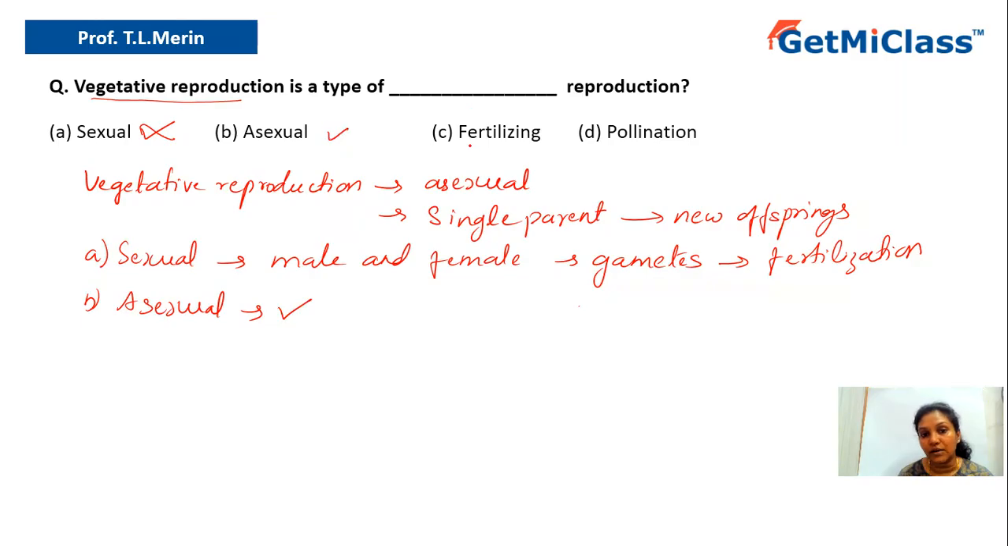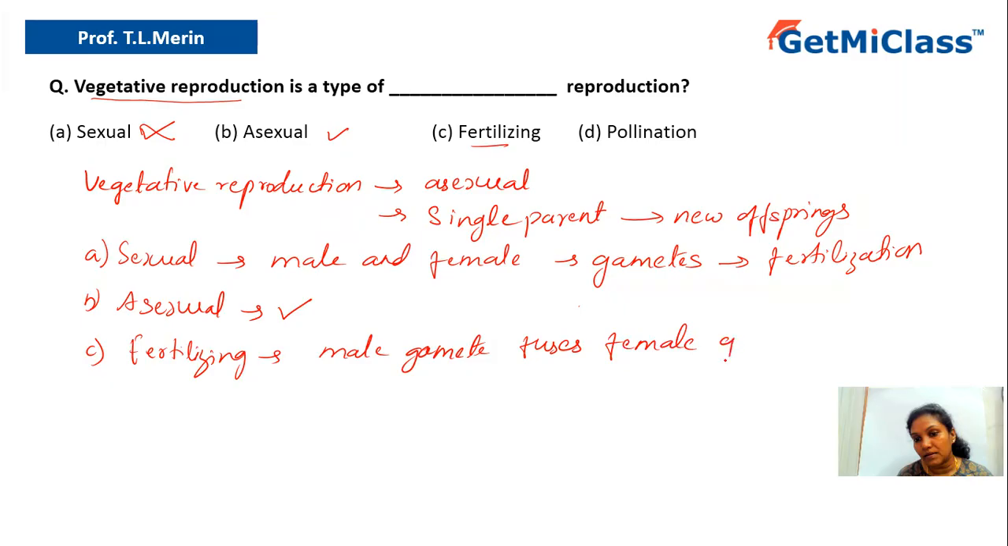So what about option C? Option C says fertilizing. So what is fertilizing? Fertilizing is a process where the male gamete fuses with the female gamete, and this gives rise to the zygote. The zygote will form the offspring. But again, here both male and female, two parents, are involved. Hence option C is also ruled out.